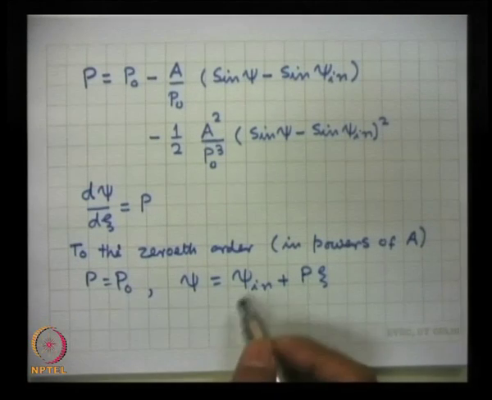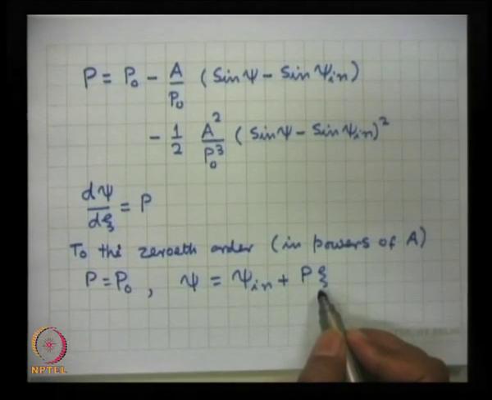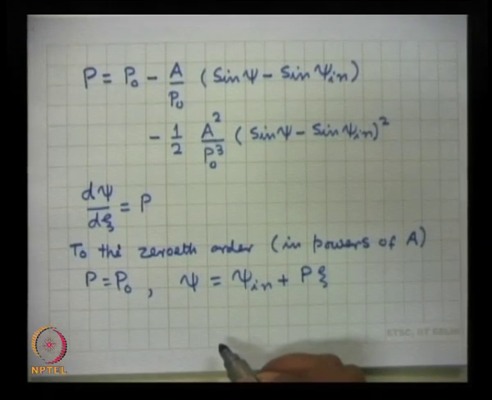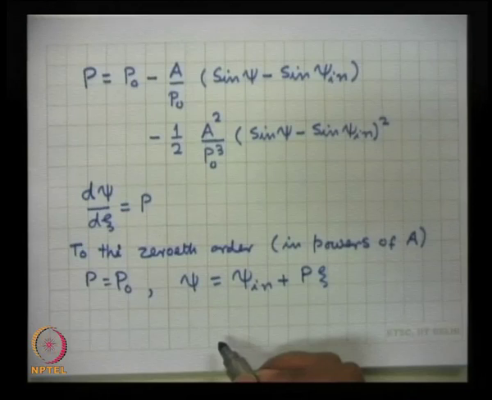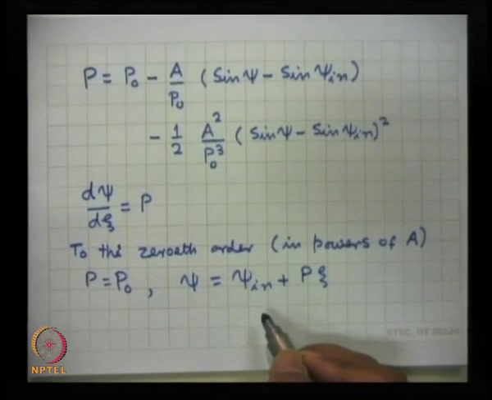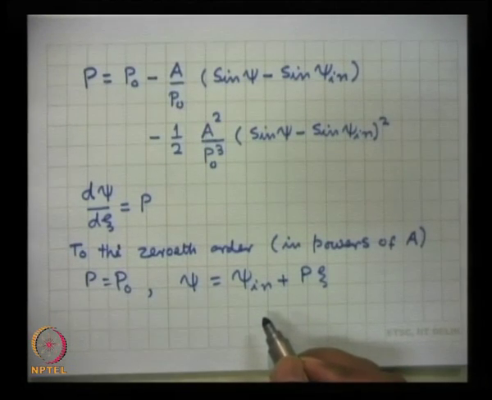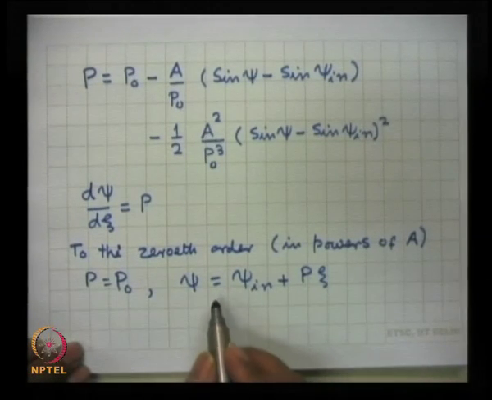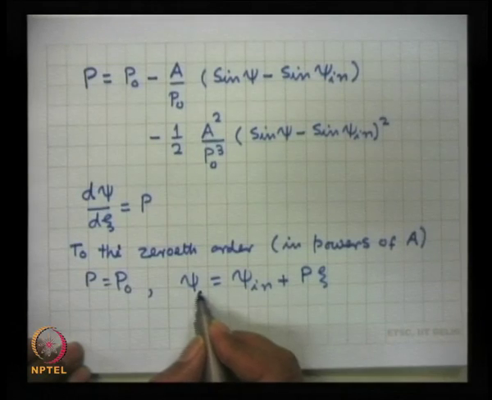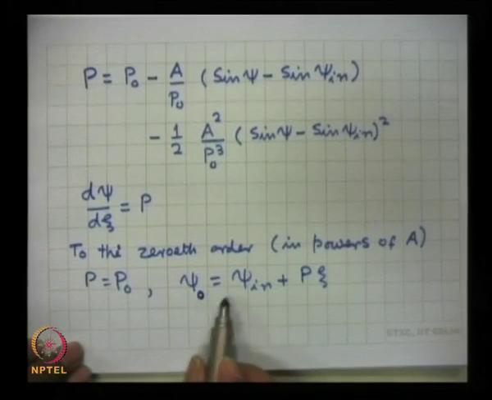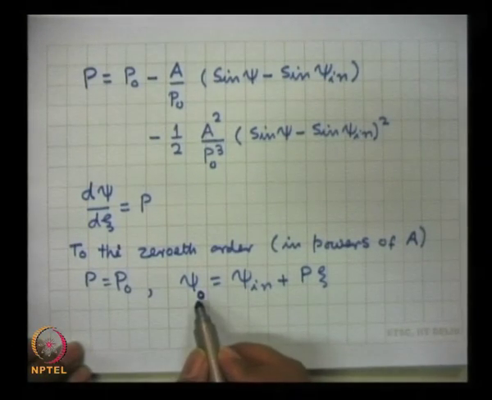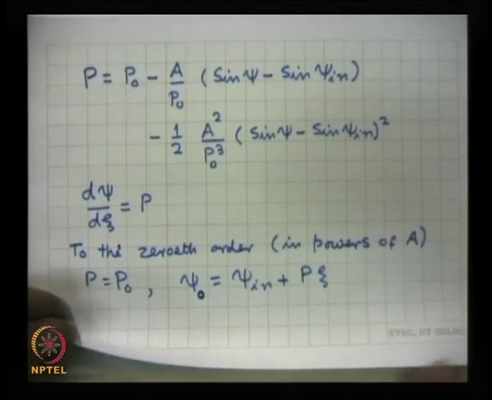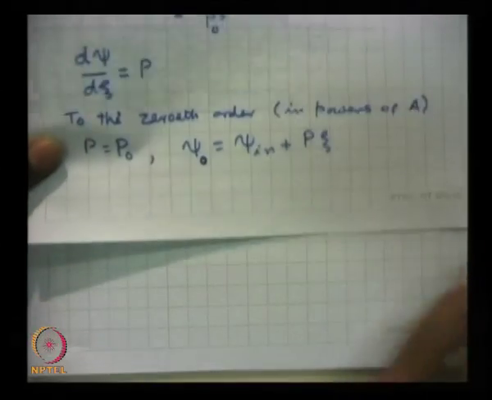Here I have presumed that at xi equal to 0 or z equal to 0, the phase of the wave as seen by the particle is psi in. And then we go over to the next order. Let me call this result psi 0. So, this is the 0th order P and 0th order psi when the effect of the ponderomotive wave is not there on the particle trajectory.